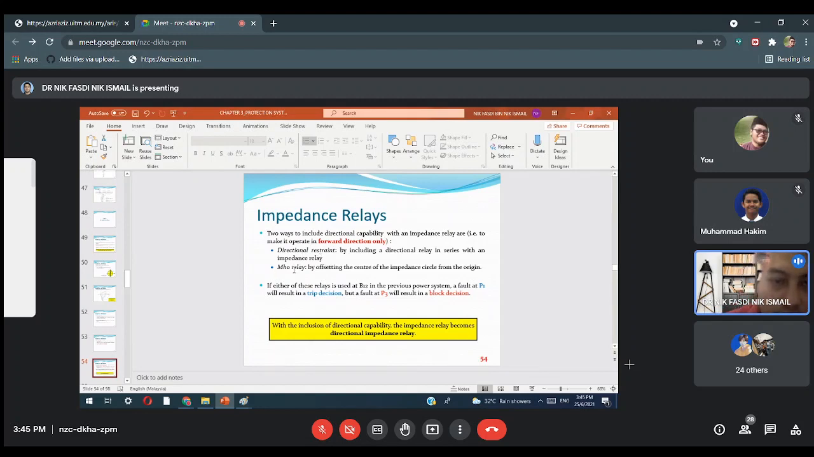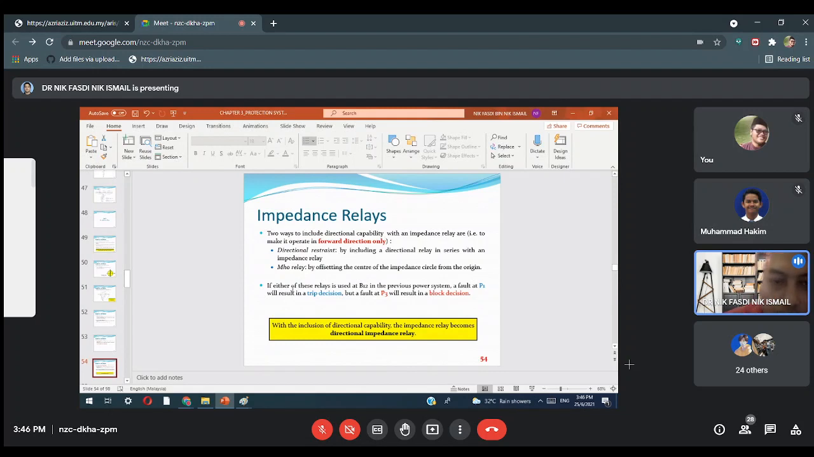Okay, so the second is the mho relay and the offset mho relay, there are two things here. Okay, by including a directional relay in series with an impedance relay, we call it directional restraint. And the second is the mho relay, a relay made by offsetting the center of the impedance circle from the origin. Right. So these two are basically still impedance relays, but they have a direction because they are combined, integrated with the directional relay. Okay.